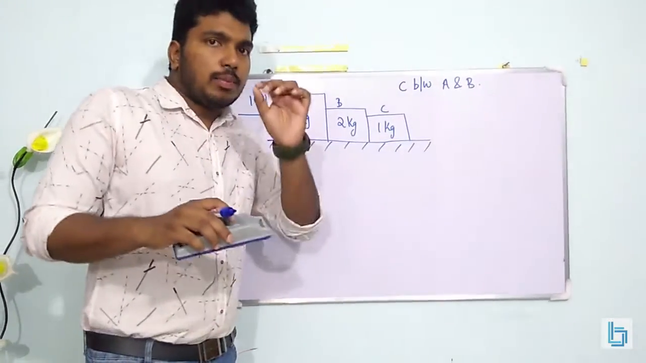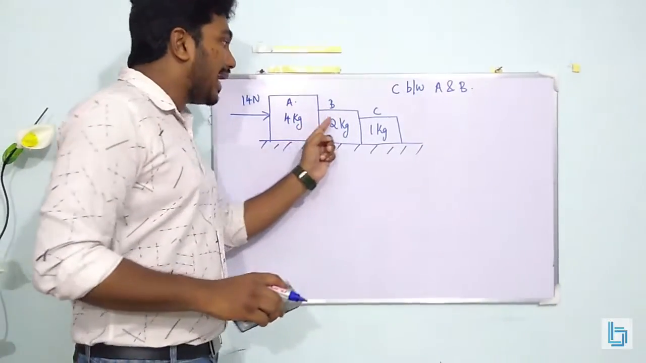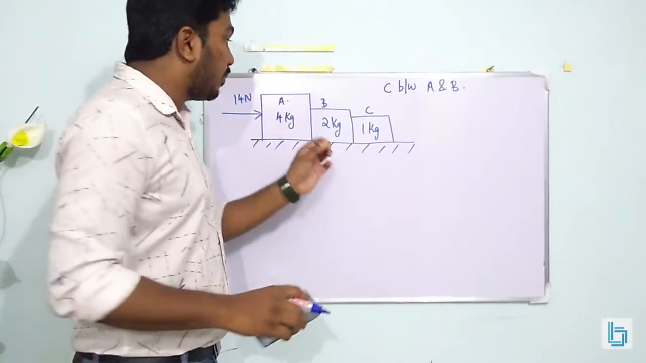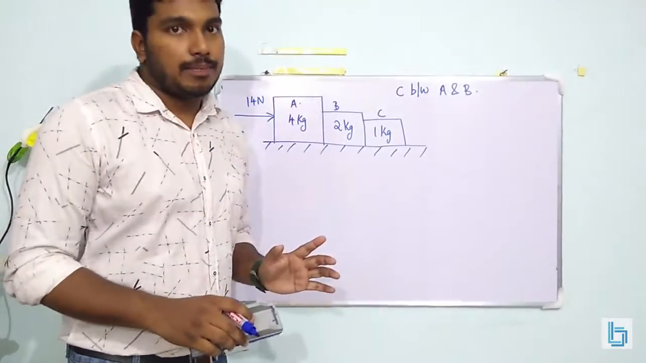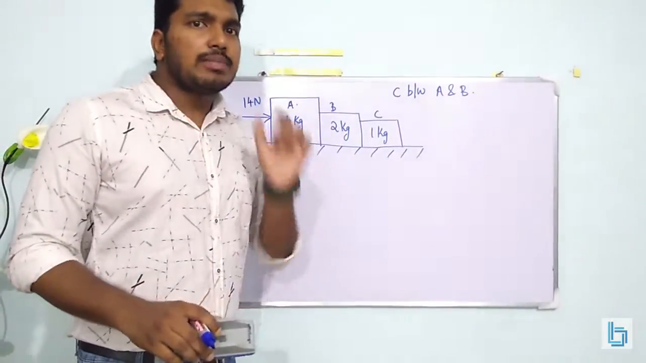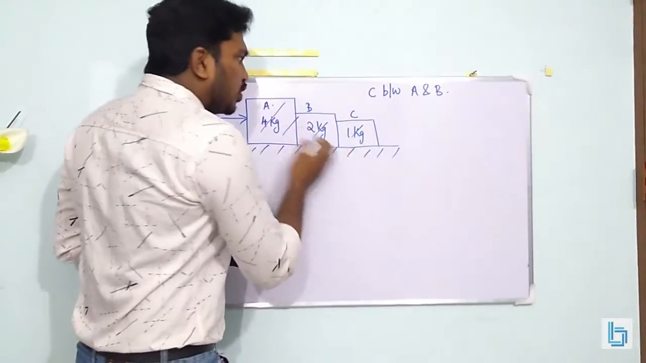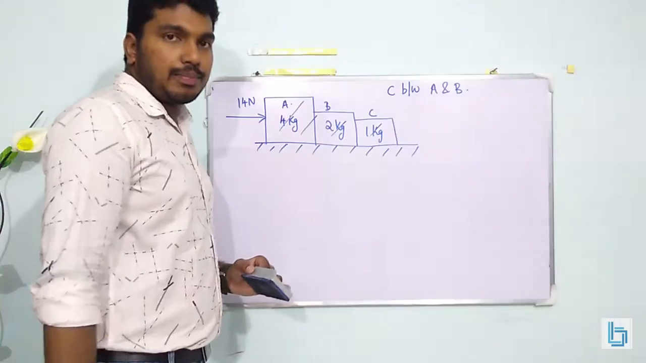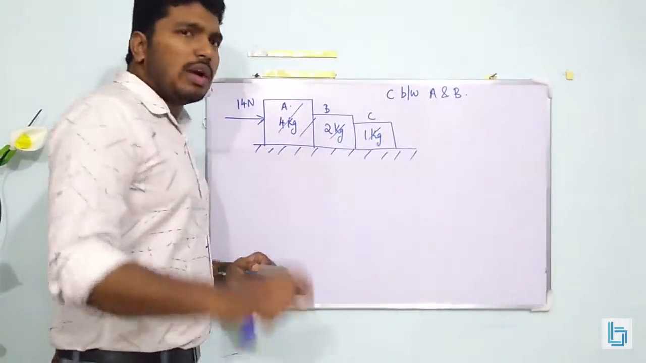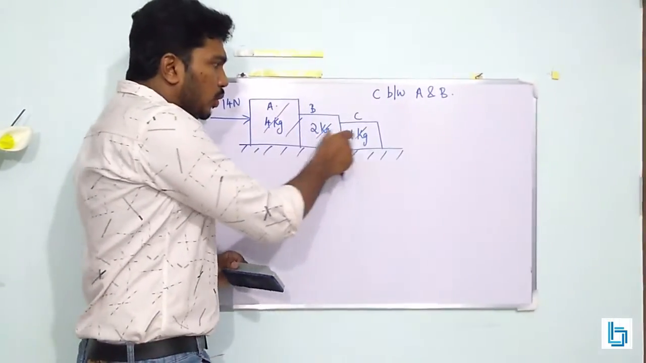In the question, we are supposed to find out what is the contact force between blocks A and B. In order to find the contact force, the first step that we are going to take is, we will be considering all the three bodies together as a single body. When we take all three bodies together as a single body, what will be the total mass of this body? 4 plus 2 plus 1.